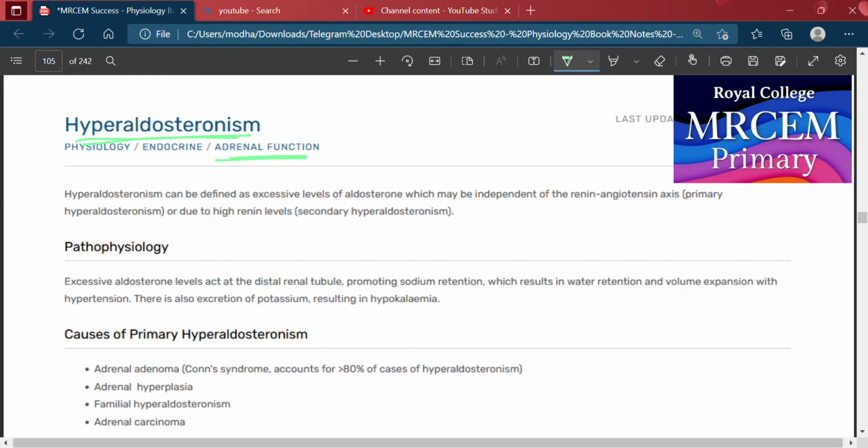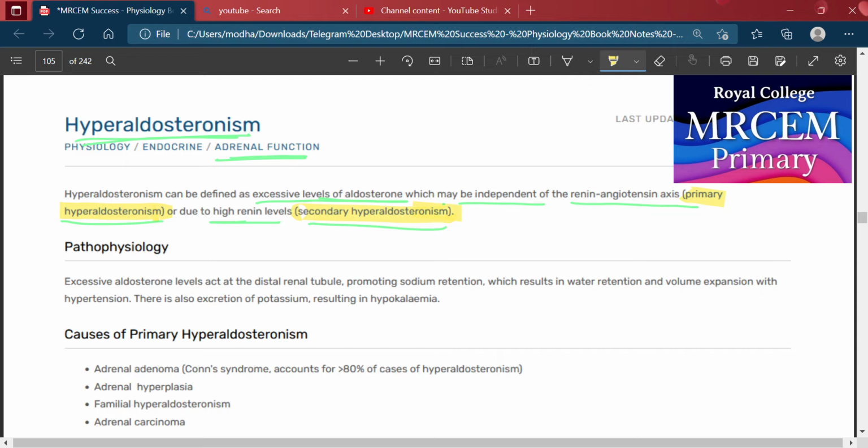Okay, so what happens? Hyperaldosteronism can be defined as an excessive level of aldosterone, which may be independent of the renin-angiotensin axis, called primary hyperaldosteronism, or due to a high renin level, which is called secondary hyperaldosteronism. So there are two types of hyperaldosteronism.